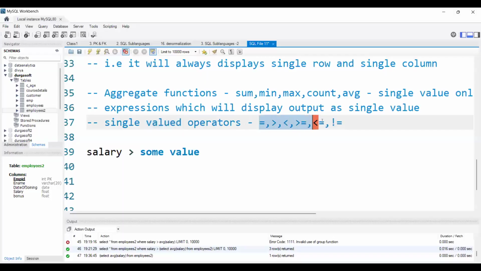Whenever we are using all these operators, and along with that, whenever we are using aggregate operators, we will get the result as a single value only. Am I clear? Guys, if there is any confusion, you can ask me.